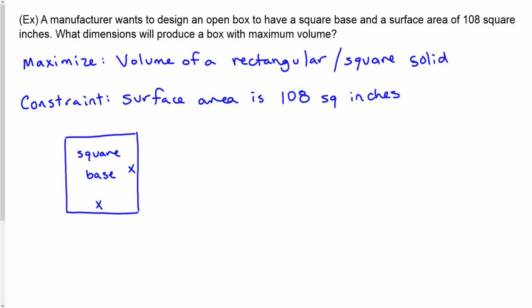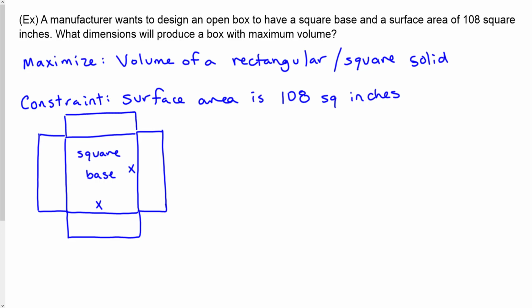Now, I'm trying to make an open box. So this would just be the base of the box. I have to have sides as well. In order to have sides of this box, what I need to do is have basically rectangular flaps like this that I can fold upward. All right, and when I fold those upward, that's what's going to make a box.